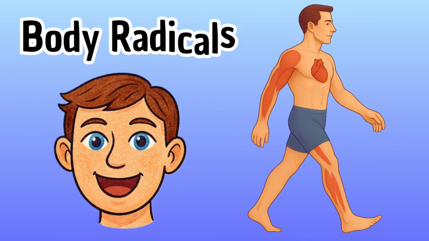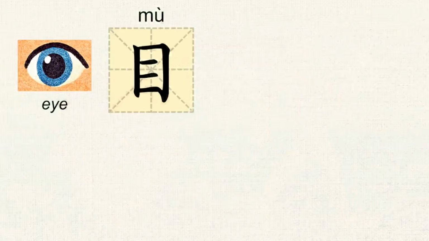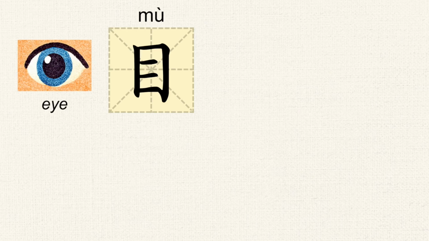Hey guys! In this video, we will look at 13 common Chinese radicals that describe different body parts and their function. I hope they will help you learn new characters more easily. Let's begin. The first radical, mu, is also a character on its own and means eye.